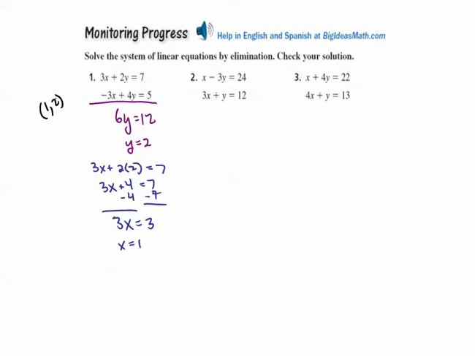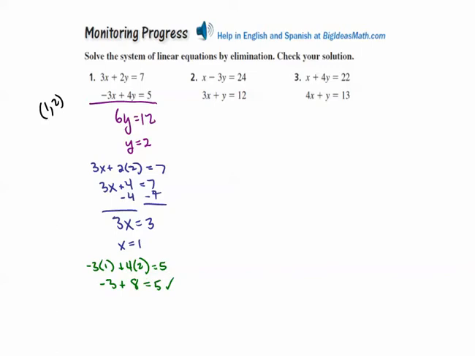X is 1, y is 2. Then I'm going to plug them into the second equation to make sure that it all works. Negative 3 times 1 plus 4 times 2, does that equal 5? Negative 3 plus 8 does indeed equal 5, and that checks.